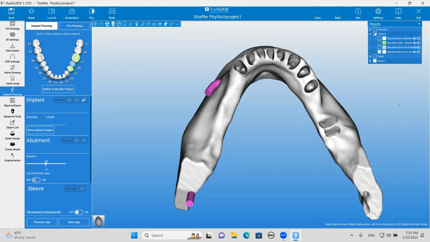The second thing I would do is get my medical consultation form, and I might have given that to you if you went through that CBCT course. Send that to the patient's physician and just make sure there's nothing else going on with this patient. There shouldn't be an issue with it.